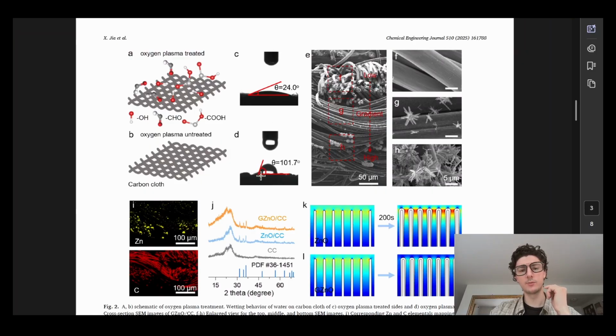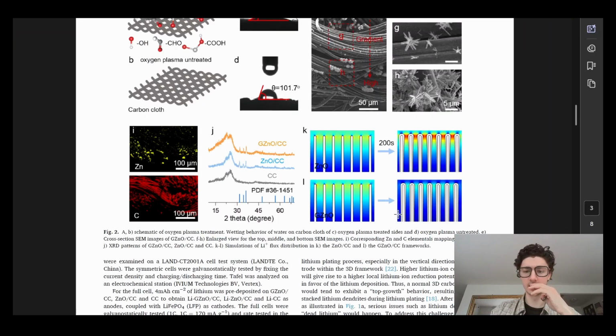And you can see the water droplet is a bit more round over here. The contact angle is bigger. And over here, it is much more flat, like it has dispersed through it. Okay, not too important for this video, but it's kind of interesting to see that they actually did this little experiment here.